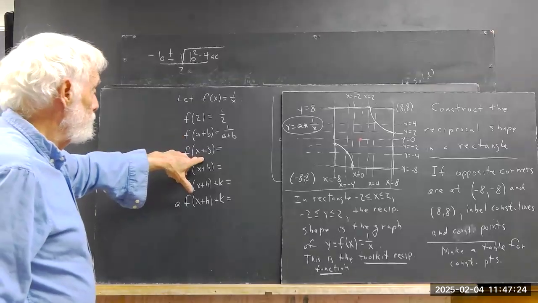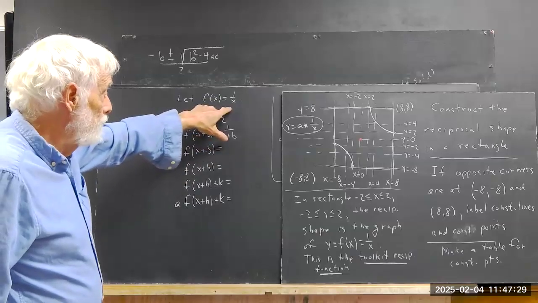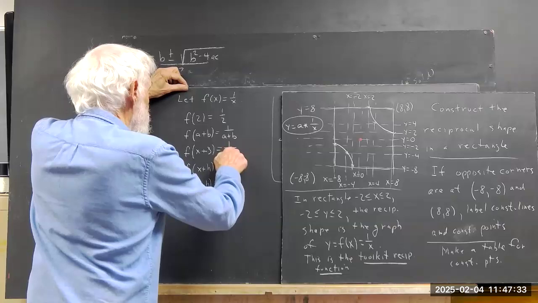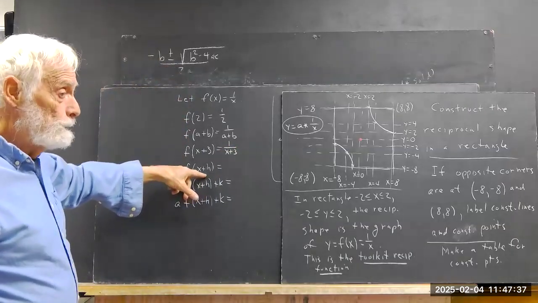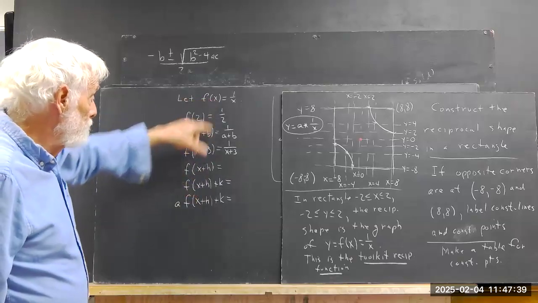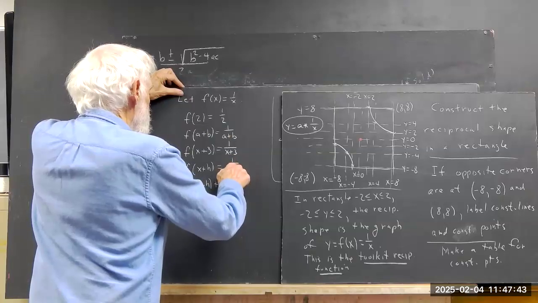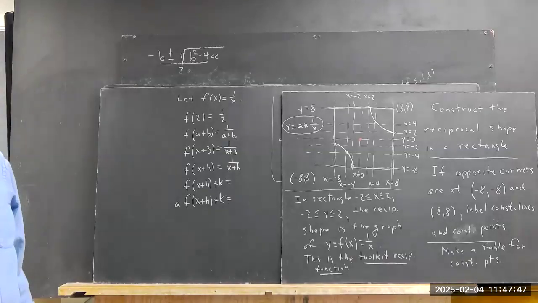How about f of x plus 3? Well, you replace this x by x plus 3, and you're going to have to replace this x by x plus 3, so you're going to have 1 over x plus 3. How about x plus h? Well, x has been replaced by x plus h, so again, I'm going to replace that x by x plus h. Everybody understand that? Okay.